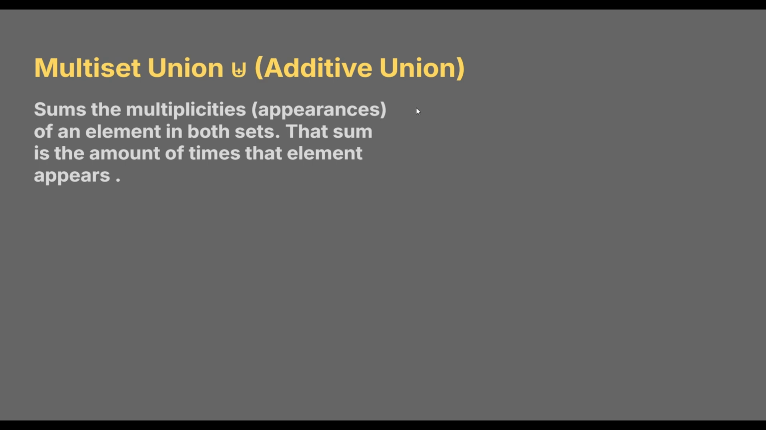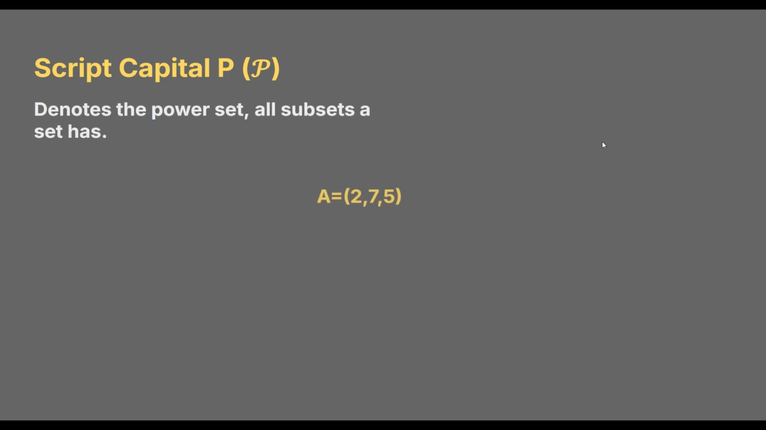Multiset union under the additive union definition sums the multiplicities, which are essentially the appearances of an element in each set, in both sets. That sum is the amount of times that element appears in the new set. Script capital P denotes the power set, all subsets of a set. This will always include the empty set.